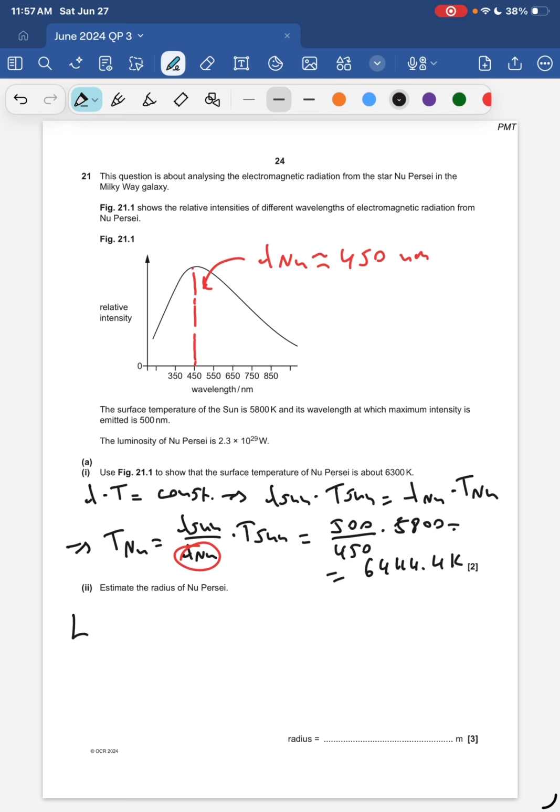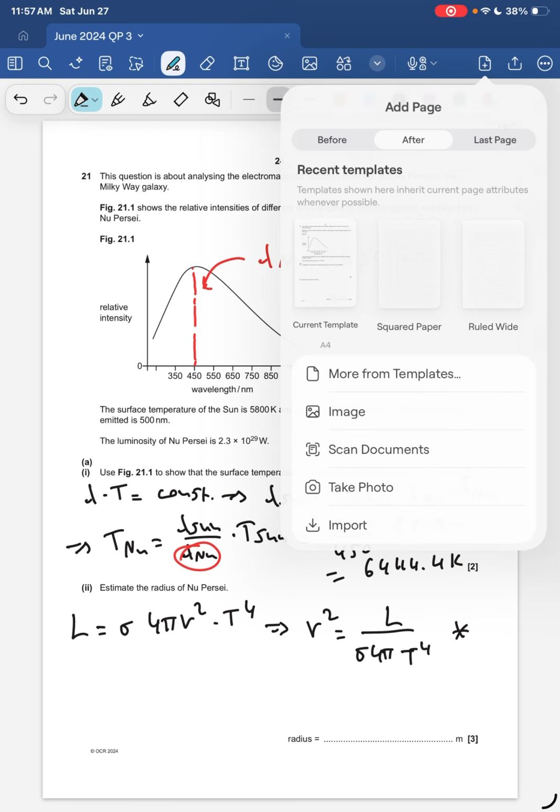The second question is to estimate the radius of Nu Persei. So we're going to use Stefan Boltzmann's law, sigma times 4 pi r squared times T to the fourth is equal to the luminosity. So we are searching for the radius. So r squared is equal to the luminosity over sigma 4 pi and then T to the fourth. I'm going to use extra space.